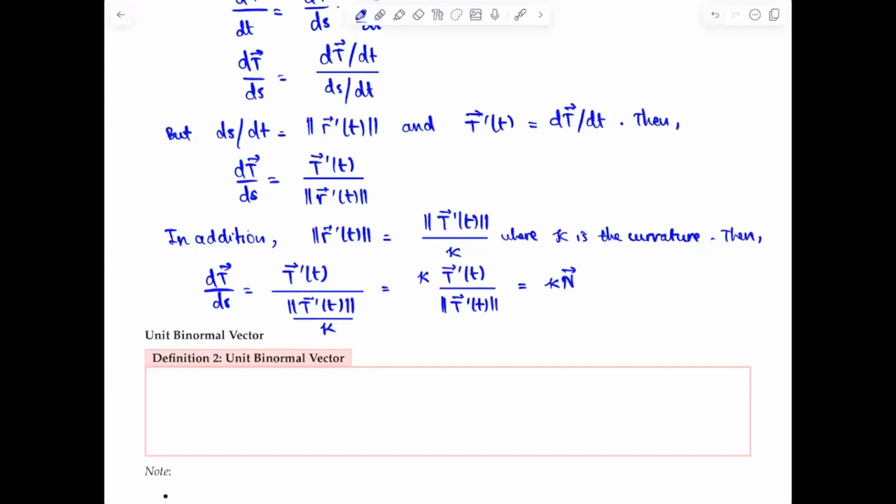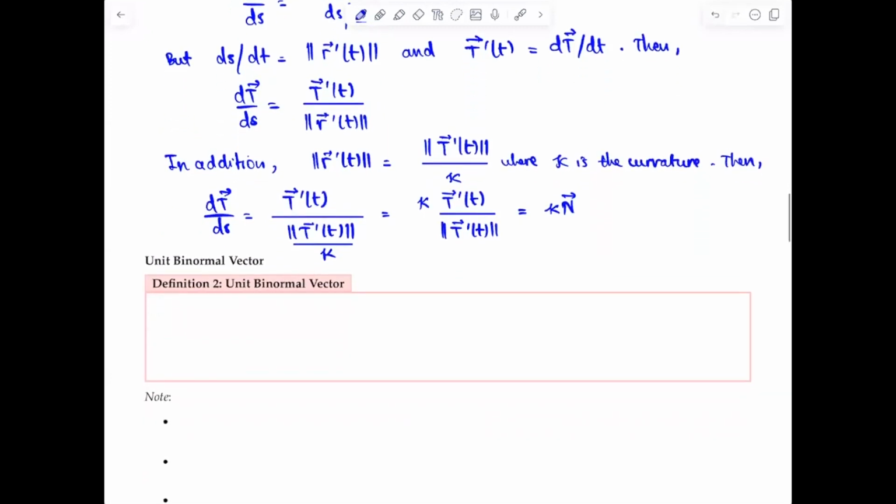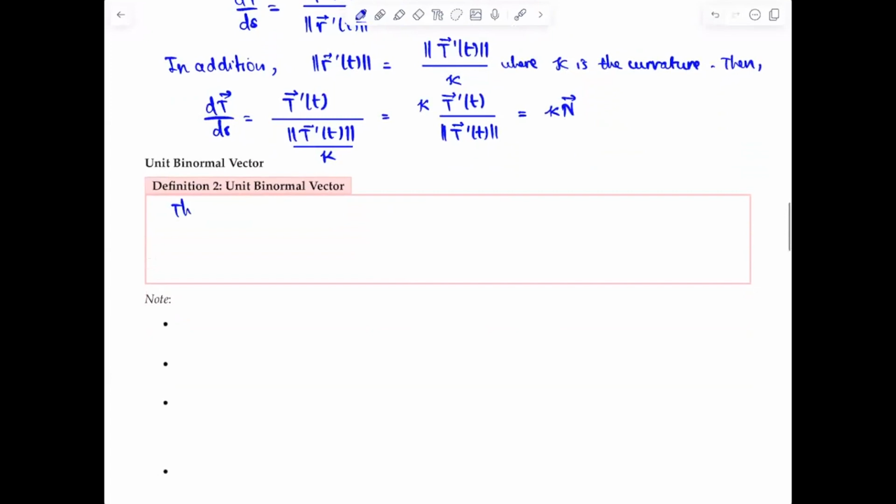Okay. So that is again the relationship between the unit tangent vector and the unit normal vector. Now let's move on to another vector. It's called the unit binormal vector, but most of the time we just say binormal vector. The unit binormal vector is very straightforward. It's just the cross product between the tangent vector and the normal vector.